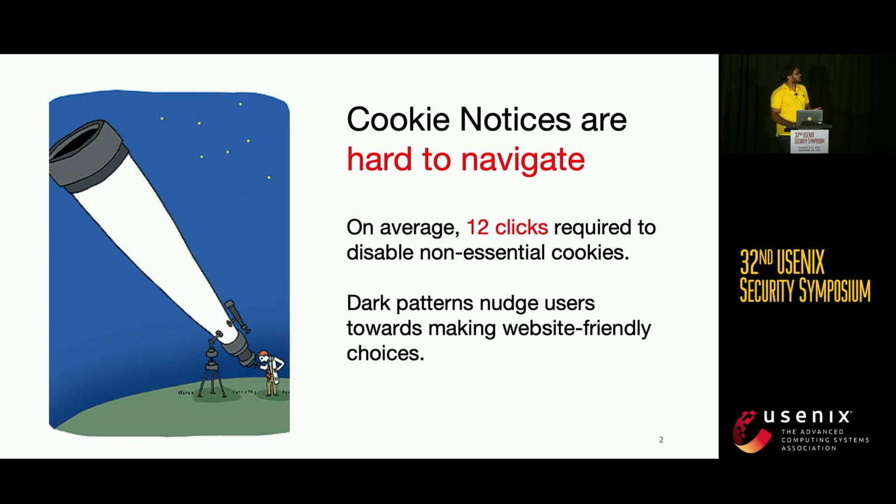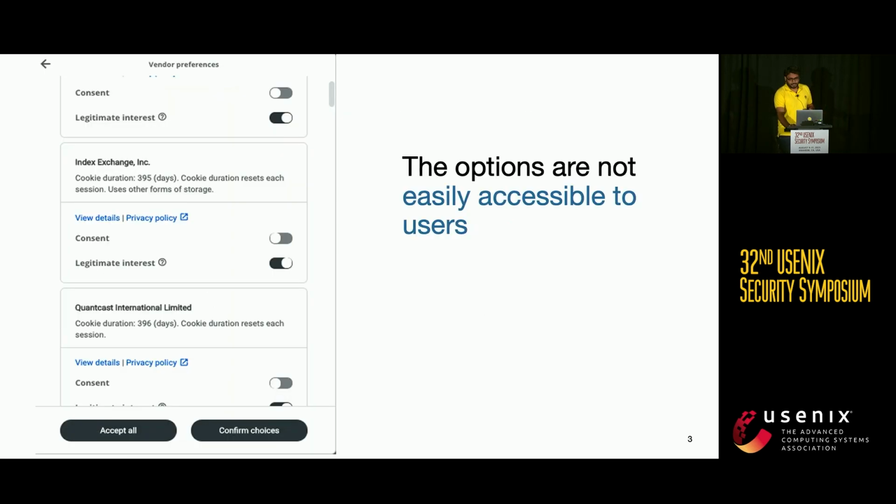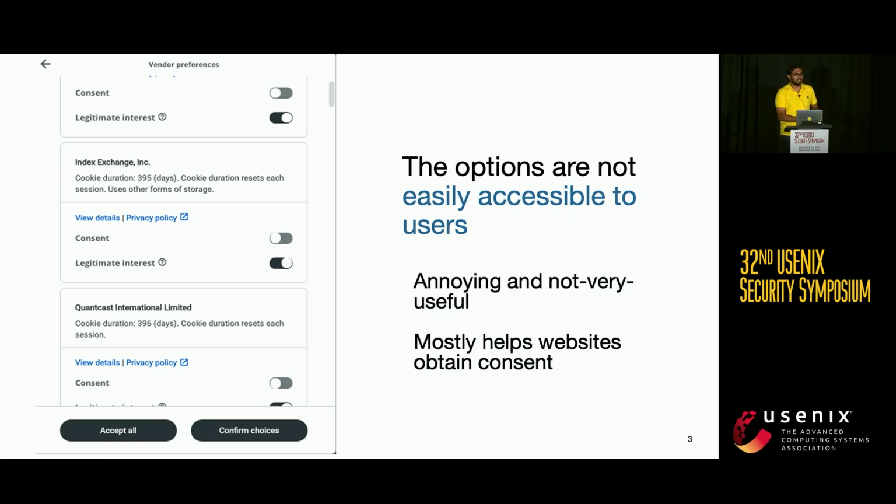In fact, in our studies, we find that on average, people require 12 clicks to disable all the unnecessary cookies. This is primarily because web developers use dark patterns, which nudge users towards making website-friendly choices. And in cases when they provide options, these options are not easily accessible to the users. For example, in the cookie notice shown here, there are about 230 options that the users have to adjust in order to disable all the non-essential cookies. So clearly this is very annoying and not very useful, and mostly helps websites to obtain consent.